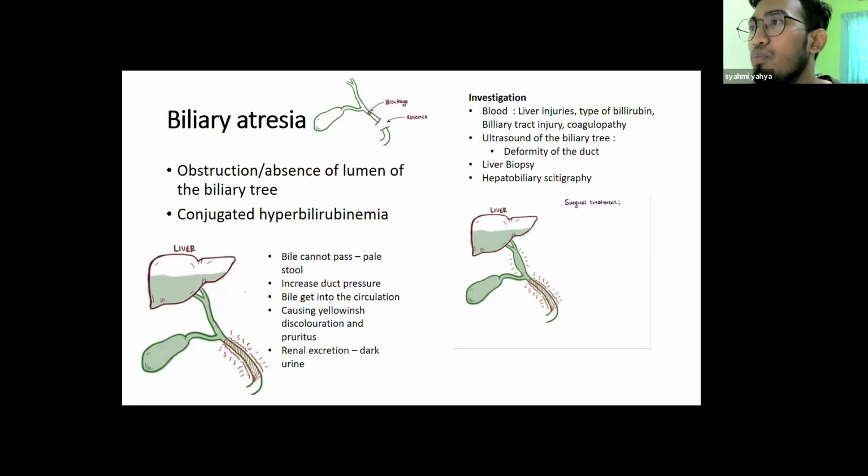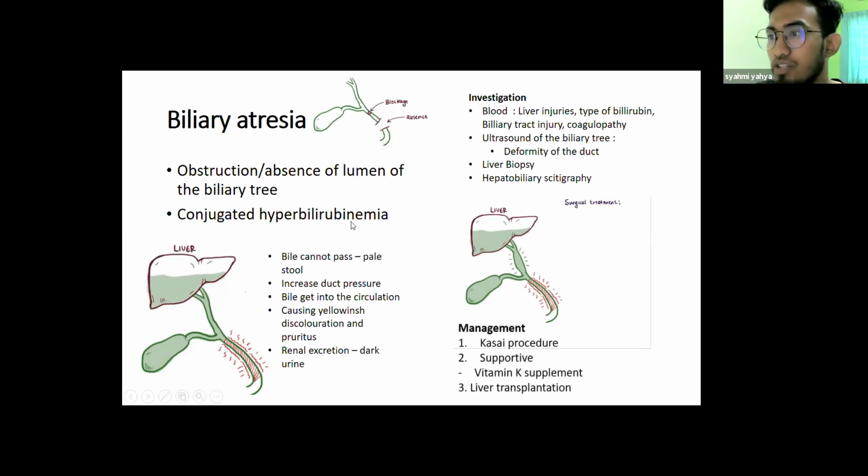And also we check for biliary tract injury. This is usually by checking the alkaline phosphatase, ALP. So ALP will severely increase in biliary tract injury, and if it has already affected the liver, it can cause coagulopathy. Then for the gold standard, we can do liver biopsy and also hepatobiliary scintigraphy. This is where we check the activity of the liver and also the biliary tract. So for management, we do the Kasai procedure, and we give vitamin K supplement for the coagulopathy. Even if the patient has already undergone the Kasai procedure, it is likely that the patient will need a liver transplant years later.